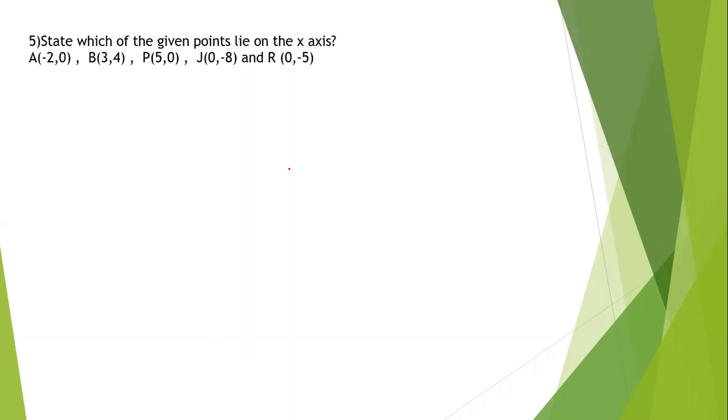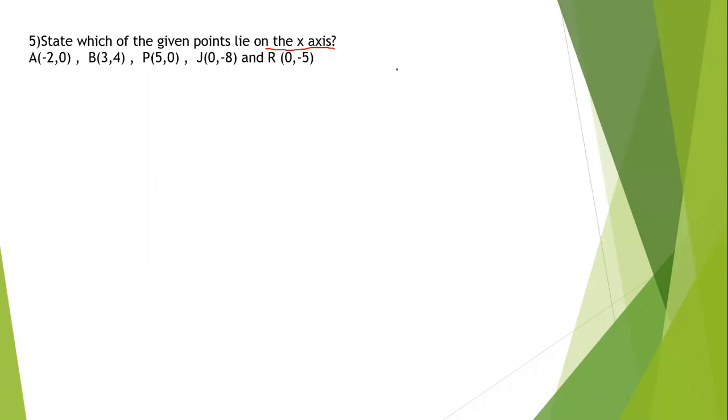So here they have given us 5 points A, B, P, J and R. And among these 5 points, which points lie on the x-axis that we have to write? Okay. So for this, we need to remember that whenever the point is on the axis, one of the coordinates will be 0. Now, which coordinate will be 0? So here they have told us that the point is on the x-axis. It means the y coordinate will be 0, right?